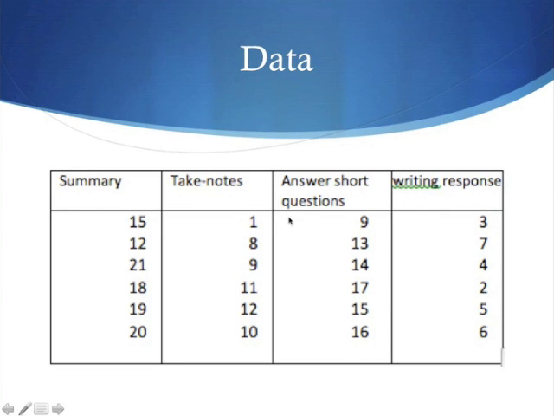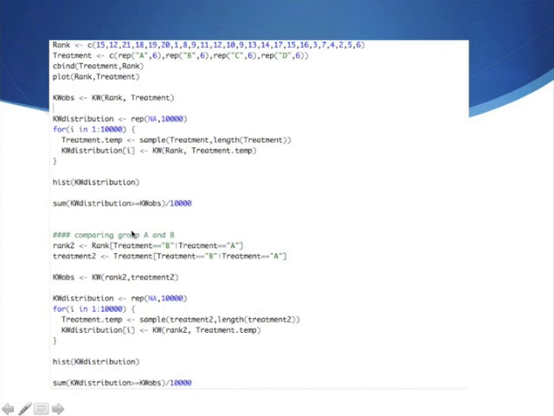Okay, here is our data. So we have the summary. There were 6 subjects. For the take notes, 6 subjects, and for the answer short questions there are also 6 subjects, and also for the writing response there are also 6 subjects. So we will have 24 subjects for this data, and the scores are from 1 to 20.